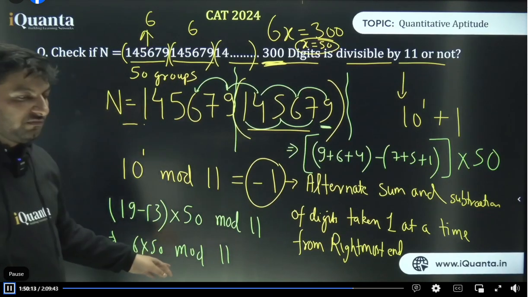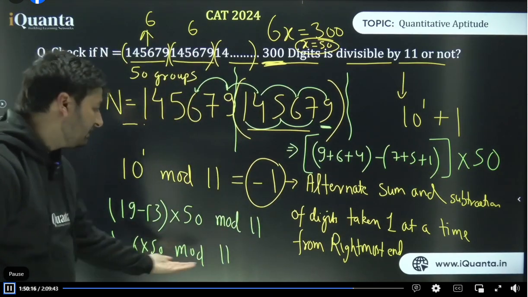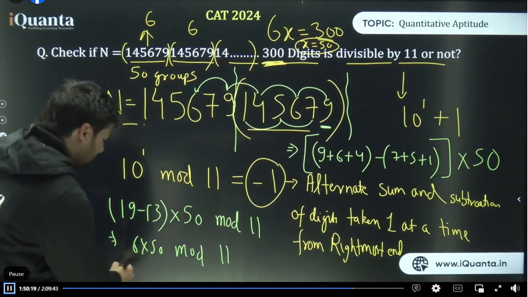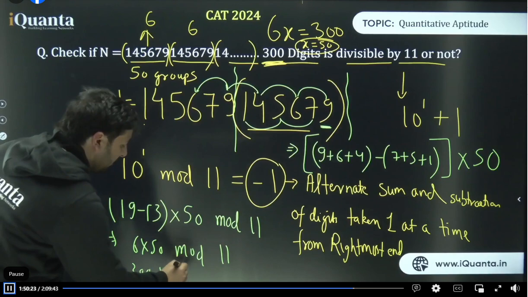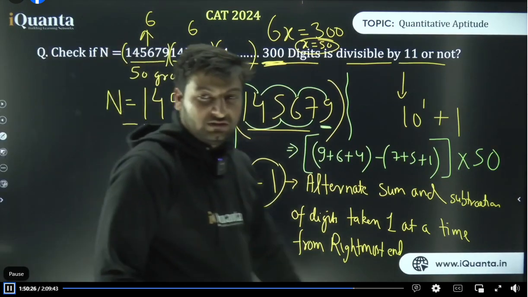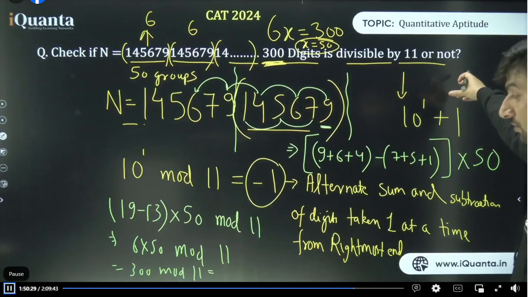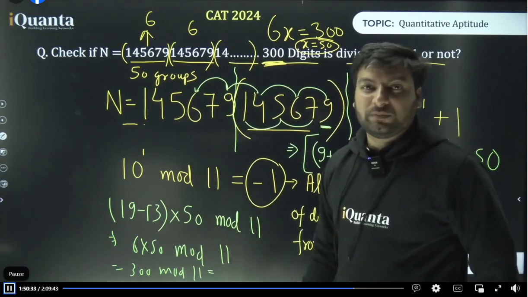I am again explaining the meaning of mod. Mod simply means what will be the remainder when this given number is divided by the number after mod. So 6 into 50 is 300. 300 mod 11. 300 mod 11 is what? It is not 0, because what was I checking here? Divisible by 11 or not? If this is not coming 0, that means the number will not be divisible by 11.